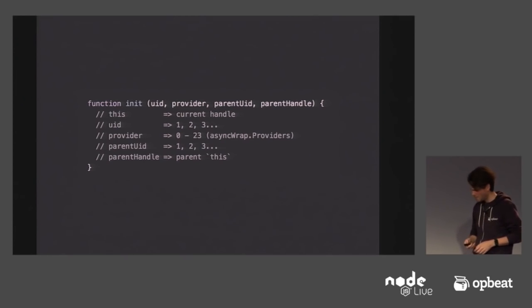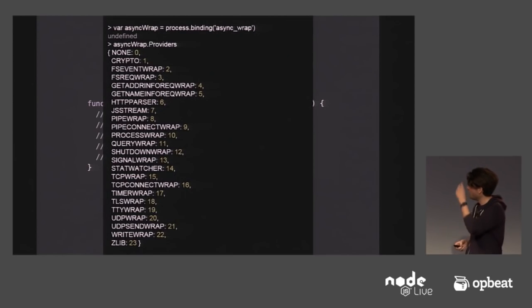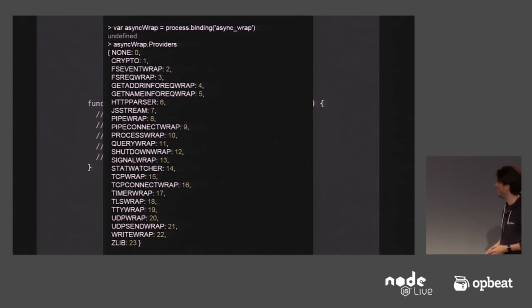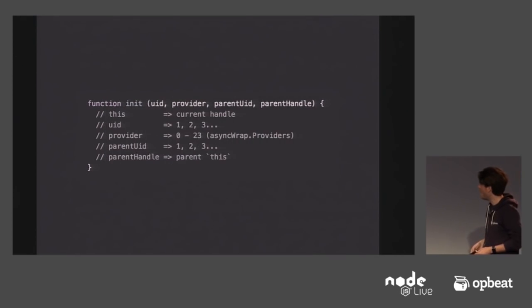Then you will have a provider. Currently, that's a number between 0 and 23. That might change. But you can always look at providers on the AsyncWrap object, and you'll see all these things. So the provider is who is actually queuing this. It could be related to making a TCP connection, or you can see number 17, that's a timer. So that would be your setTimeout or setInterval that is trying to do this. And then in some cases, you will have a parent UID and a parent handle. If not, they'll be set to null, and in most cases, they're set to null. There are certain cases where they're used. I'm going to get back to that.